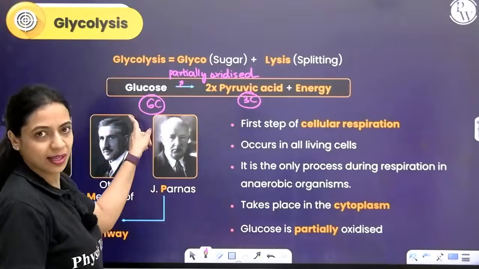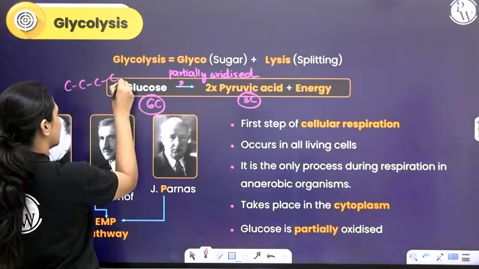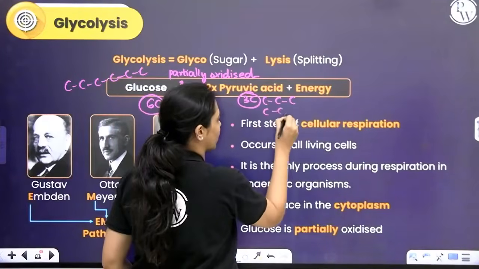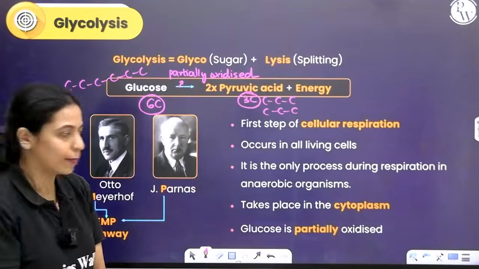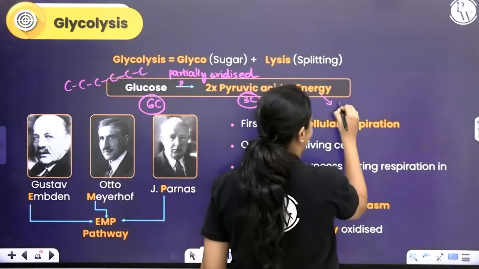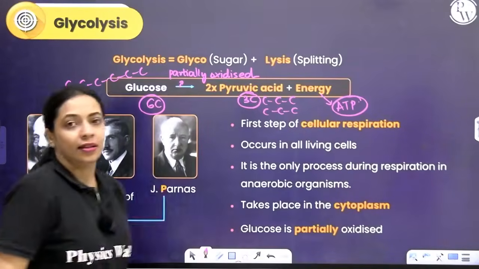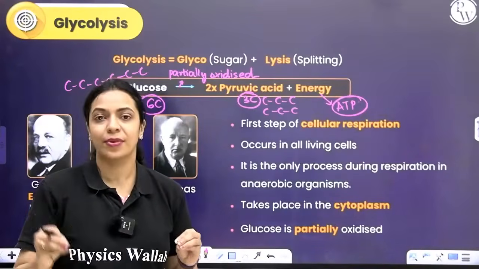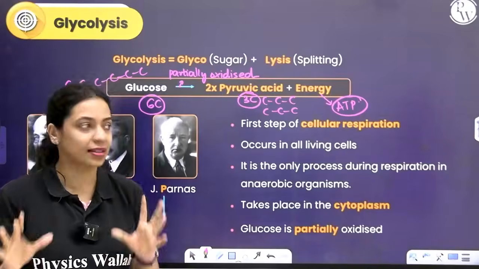2 3 times is 6. So this 6-carbon compound gets broken down into 2 3-carbon compounds, and when that partial oxidation or breakdown happens, some amount of energy can be trapped in the form of ATP. This is the first step of cellular respiration. This happens in anaerobic organisms as well as aerobic organisms, and this occurs in the cytoplasm.